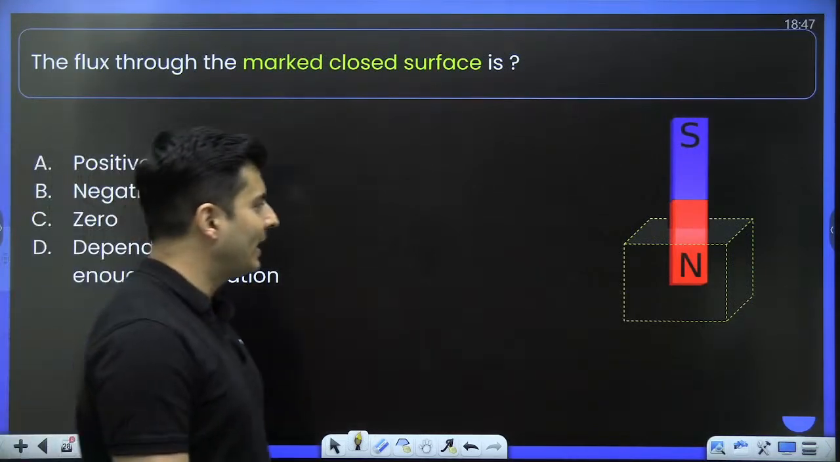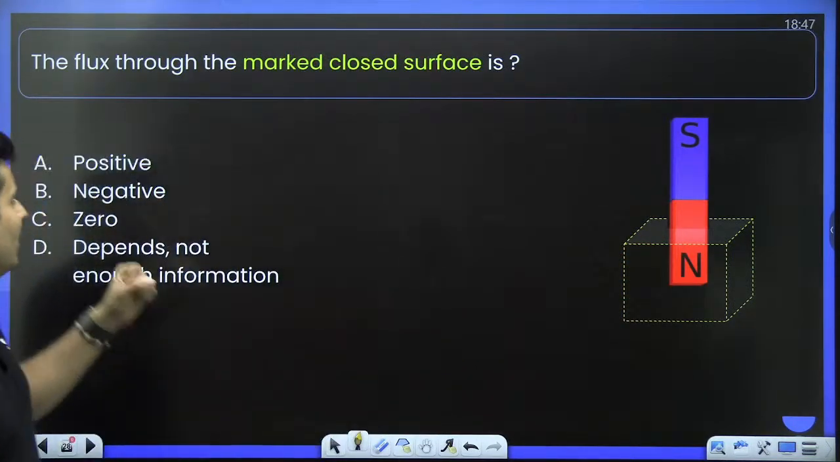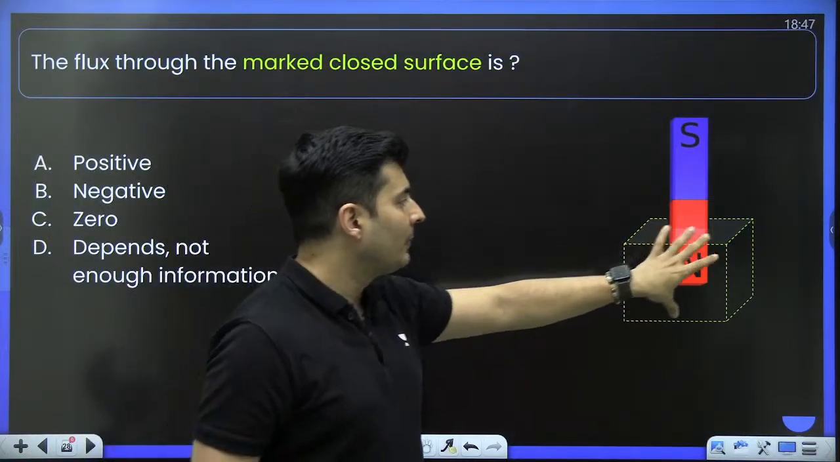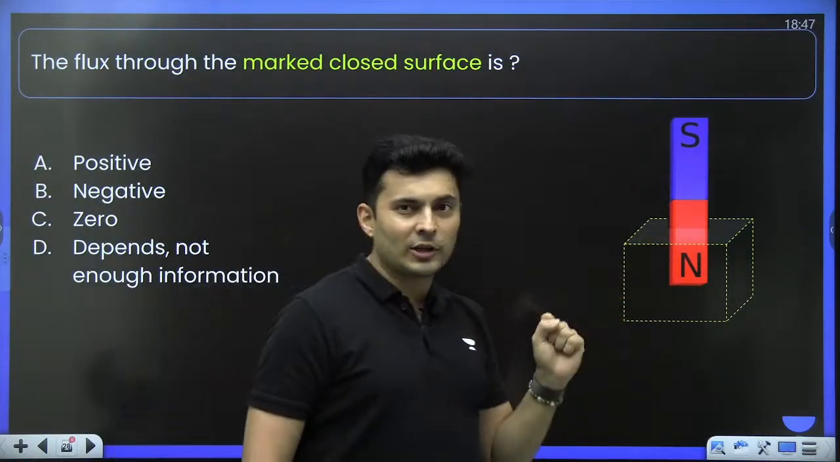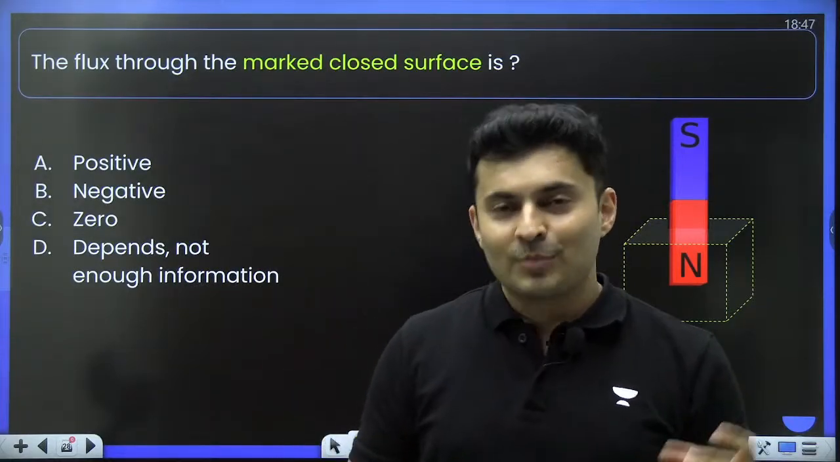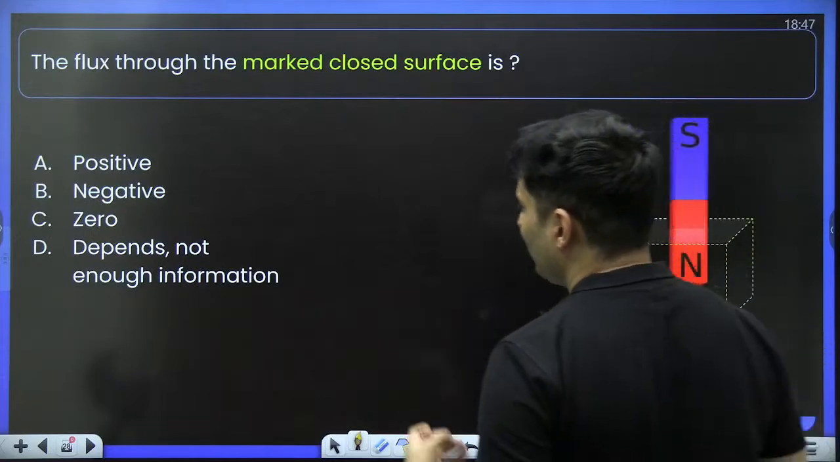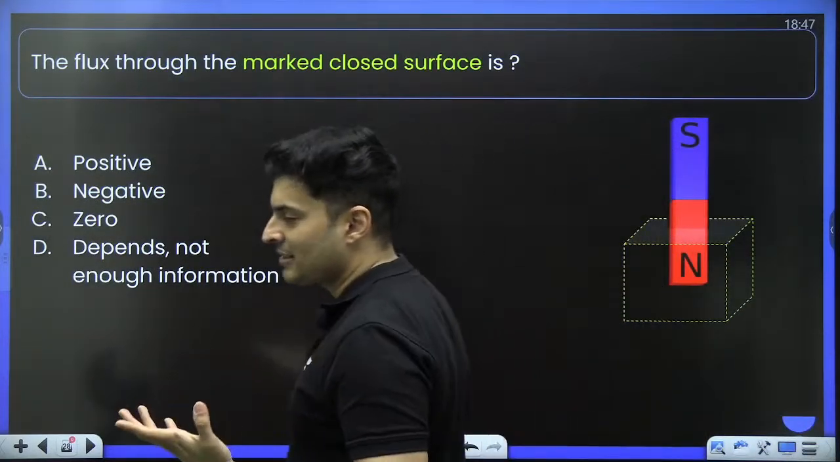We have a bar magnet. There is a cuboid shaped surface. It's a closed surface. So what is the flux through the closed surface? Remember that surface is drawn over the North Pole. And the question is, what is the total flux in that closed surface? Is it positive? Is it negative? Is it zero? Or it depends.